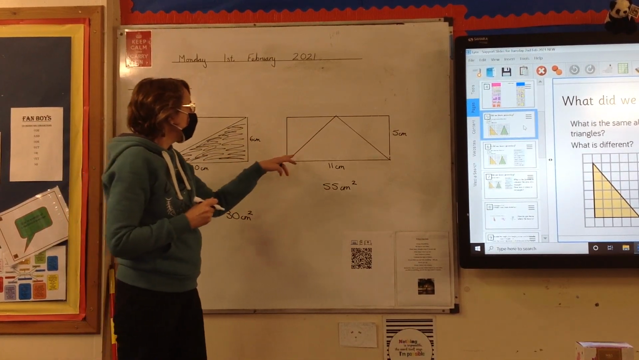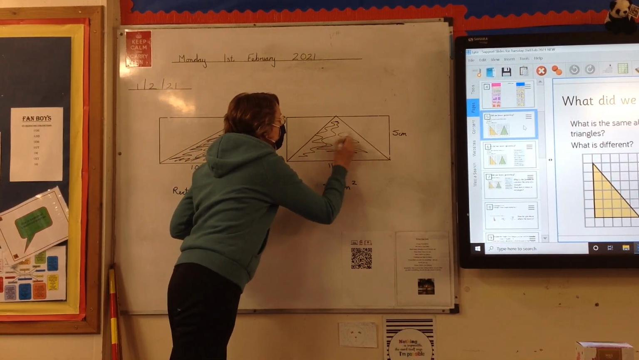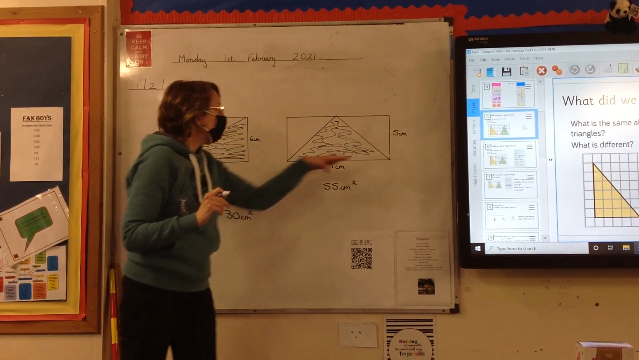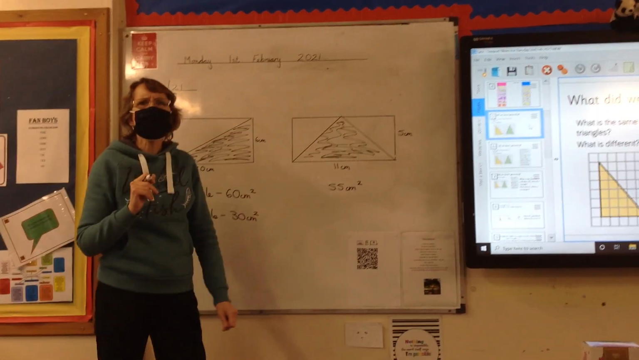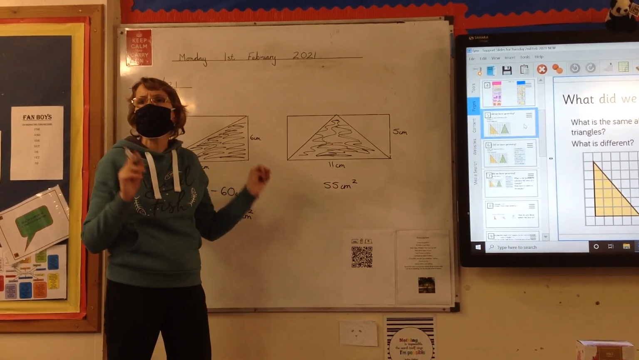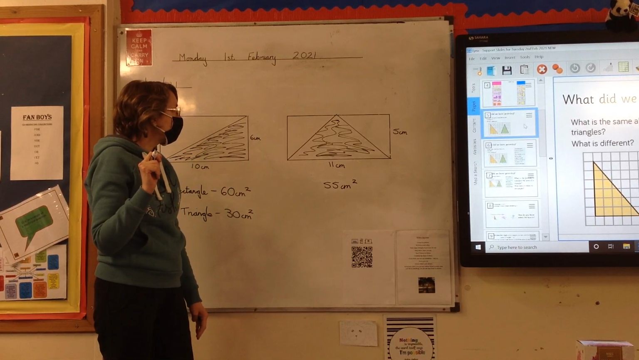However, we want to find the area of this triangle. Again, sorry about colouring in, it's scruffy, but you get the idea. So, I want the area of that triangle. What can you tell me about that triangle? Even though it's a different shape, what could you tell me? It is half of the rectangle.